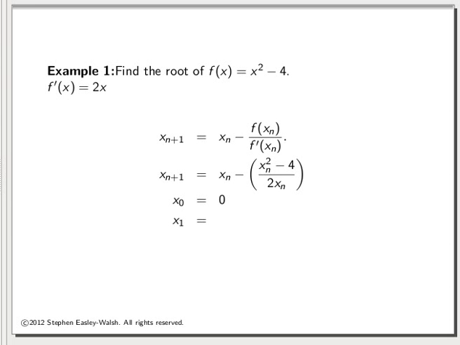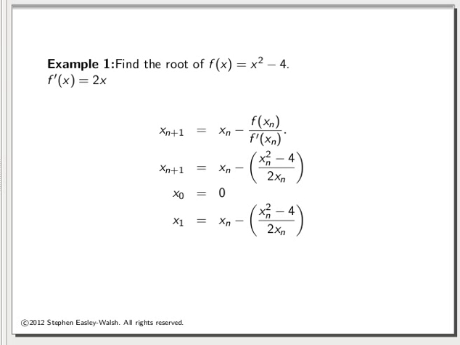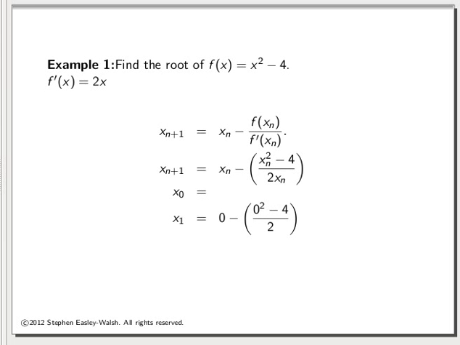So 0, oops, 0, and 0, and I've chosen a bad first guess because what's wrong? I'm dividing by 0, so I can't do this. So that's a good example of a bad first guess. So let's try 1. So I replace x with 1. So 1, 1, and 1.